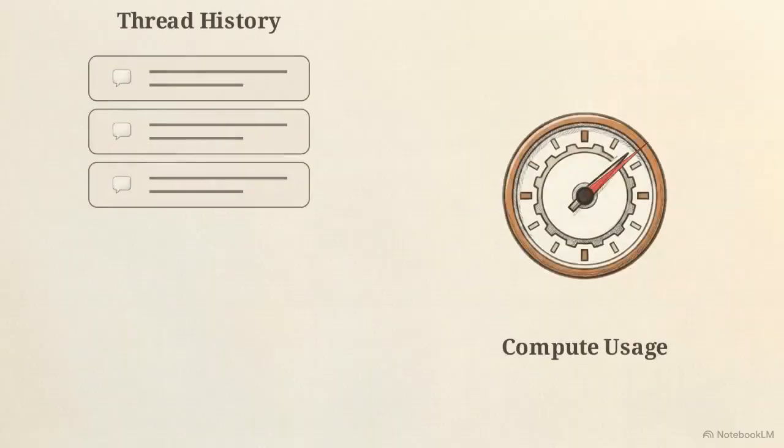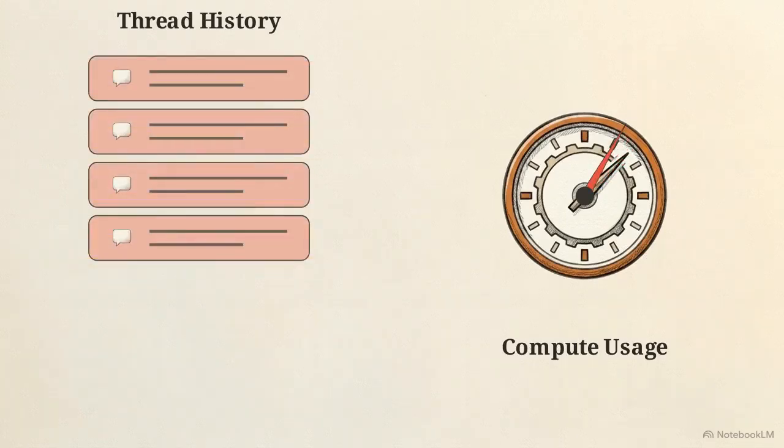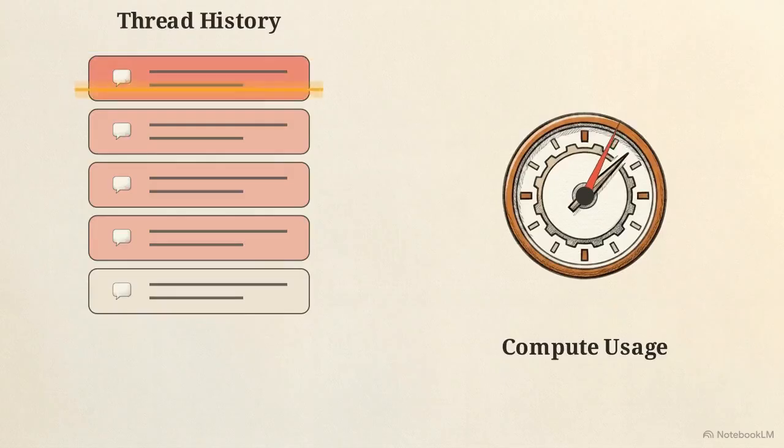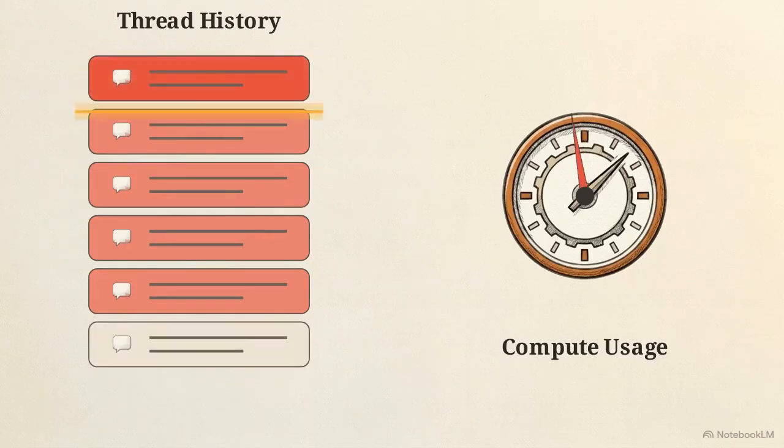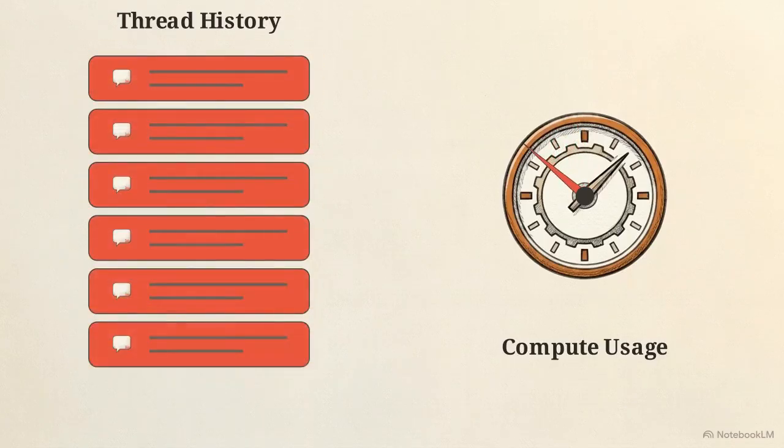Every time you send a message in a thread, the model rereads the entire conversation history above it. This is the rereading tax. Keeping a single thread alive long after the topic has changed forces the system to process massive amounts of irrelevant historical data, which quickly drains your usage meter.